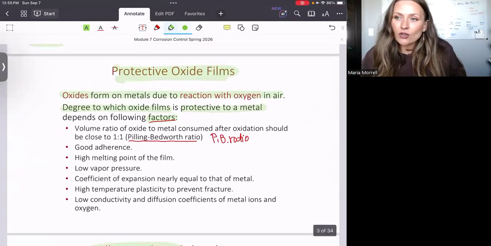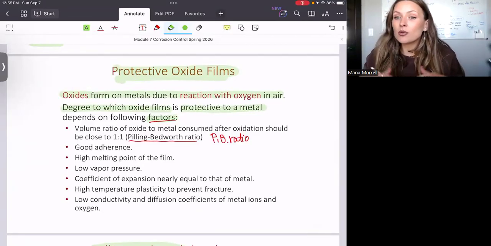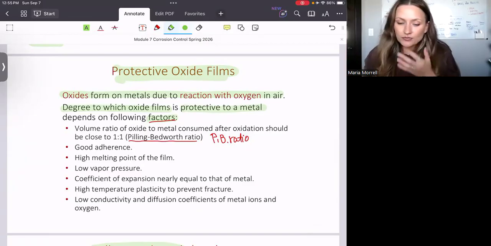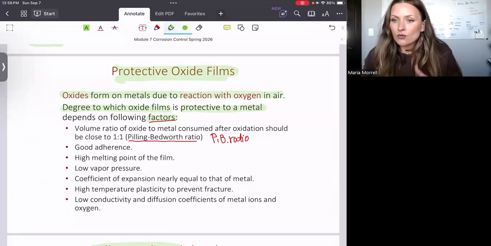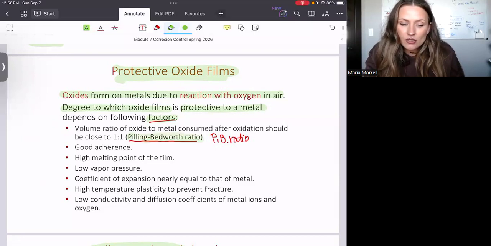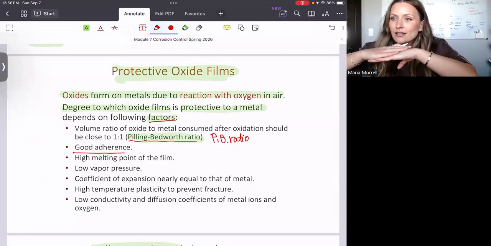But the PB ratio alone is not enough, even though this is what we usually begin with. Because if the number is 3, you know this is going to be a very heavy, chunky oxide layer that's going to flake off, and it's not going to serve as a protection. So we do often begin with the PB ratio, and the closer it is to 1, the better the protective properties. But there is also something else we need to consider, and that is good adherence, and hopefully that makes sense, because you want these two to be like a single system.